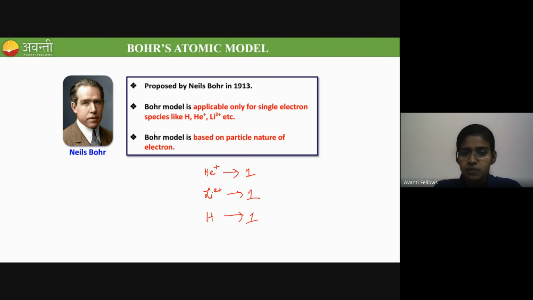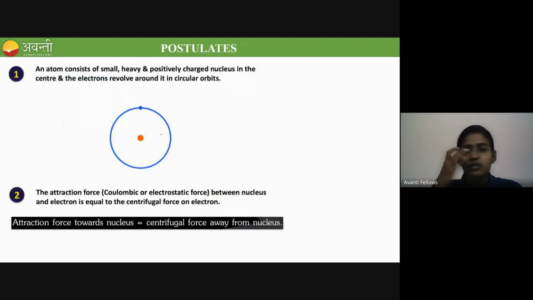And it is based on the particle nature of electron. An electron can have both wave and particle nature, but here Bohr's atomic model talks about the particle nature of electron. So these are the very important introductory points we should know about the Bohr's atomic model. With this, let's move on to the postulates of Bohr's atomic model. We have some 5 to 6 postulates here. All the postulates are very, very important for your class 11 exams as well as for your NEET and JEE exams.